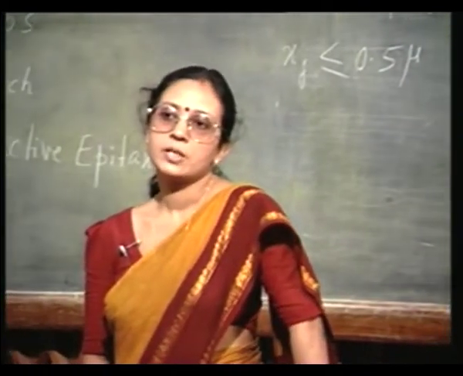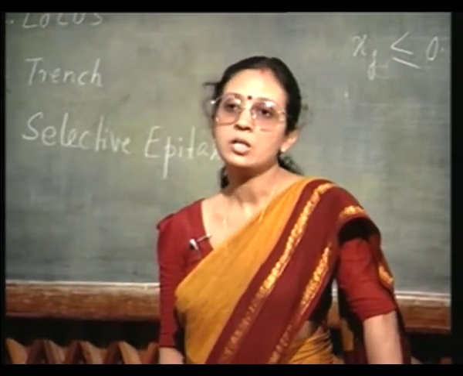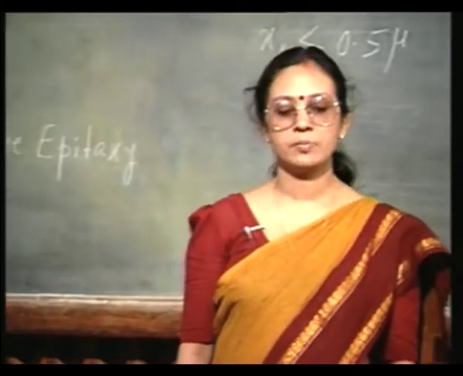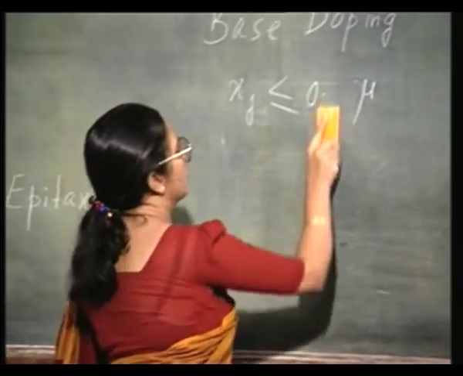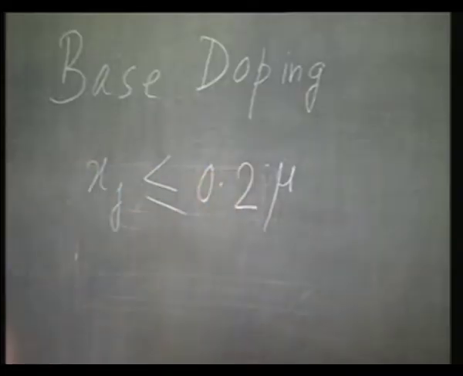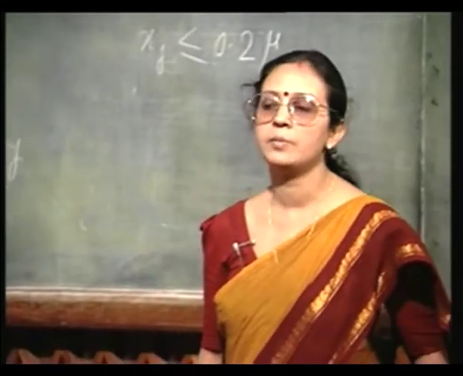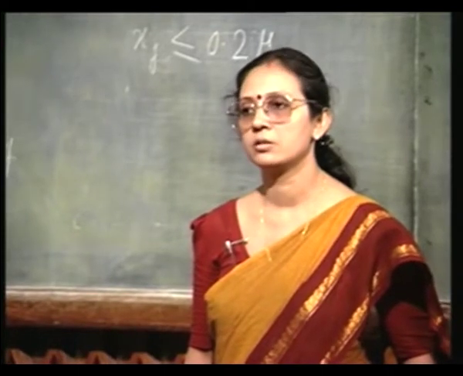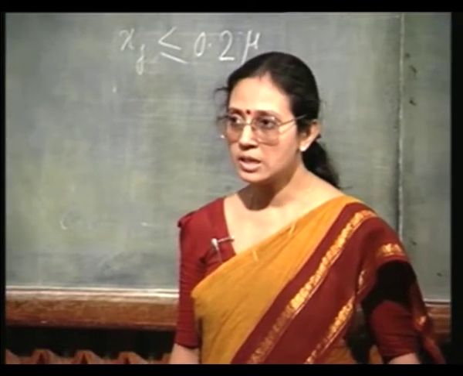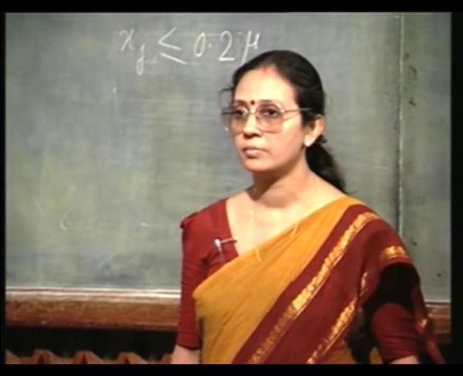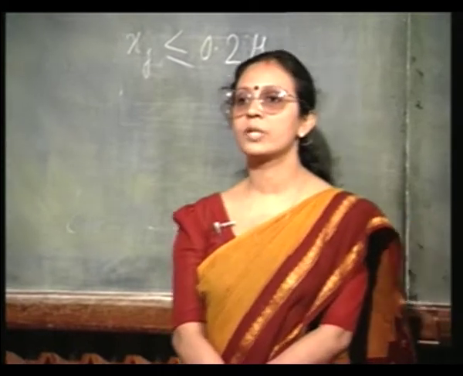However, the problems become more severe when we really go to a very shallow junction, that is, junction depth much less than 0.5 micron, say Xj less than or equal to 0.2 micron, for example. Even by ion implantation it is going to be difficult, and you know why? Because boron is a light atom. Boron is a light atom, and is therefore very prone to channeling.